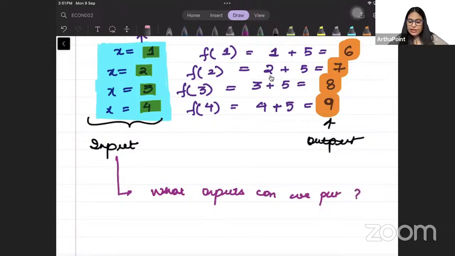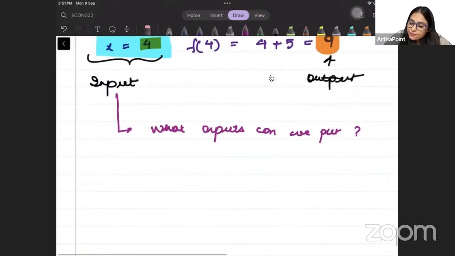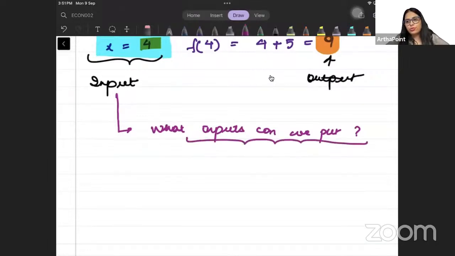Now, the question is, what inputs can we put? X का क्या वैल्यू डाल सकते हैं? Should I put x as 1? Can I put x as 5? Can I put x as 10? So वो हमें पता चलना चाहिए पहले. We should know what inputs we can put. And that is called as domain of x. And we are representing this domain as D.